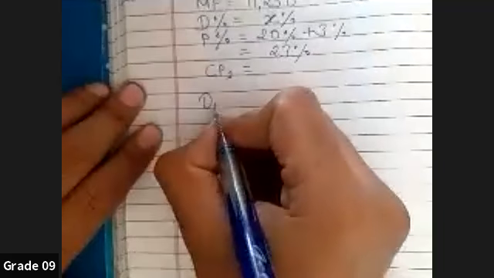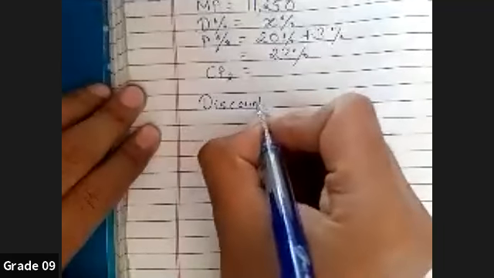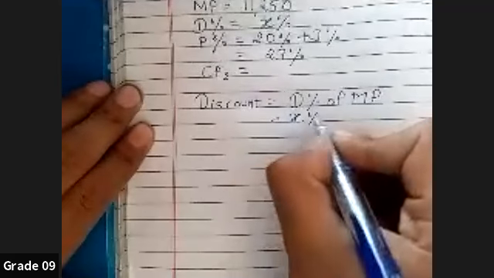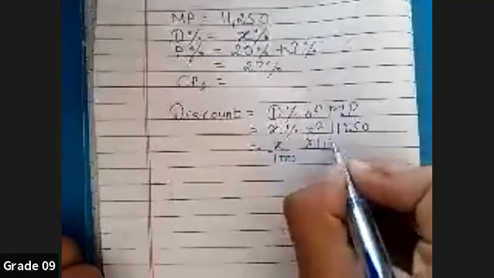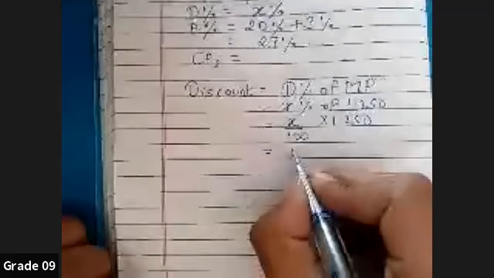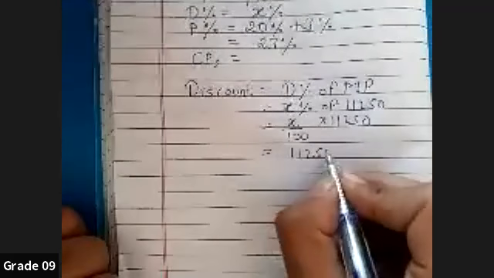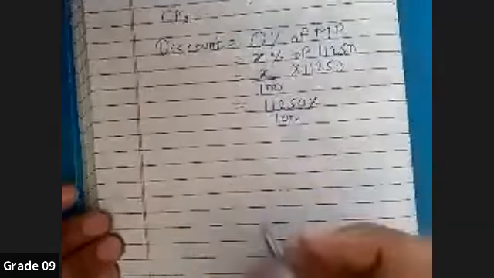So first, definitely we are going to calculate discount. So discount is D% of MP. So this time discount is X%, MP is 11,250. So it is X by 100 into 11,250. So your full discount is 11250X by 100. Okay, I'm not going to reduce it, because if I don't reduce, I will have to simplify in a normal way.